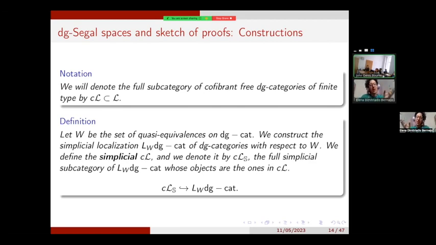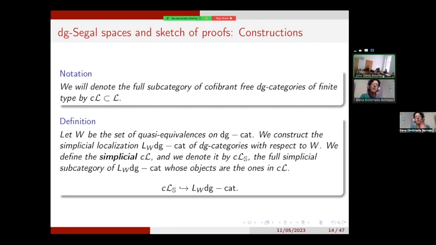Okay. And then we will take the set of quasi-equivalences of DG categories. We construct the simplicial localization. And we define the simplicial free DG categories to be the full simplicial subcategory of that localization, whose objects are the ones in CL. So that is the CLS that we will be using.